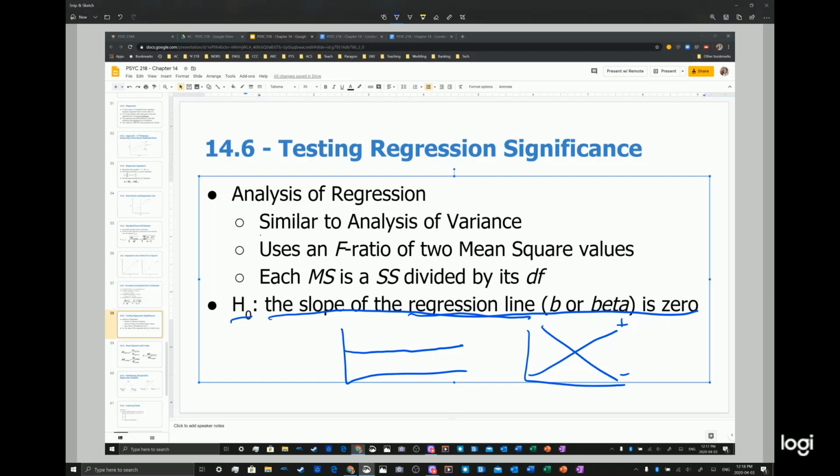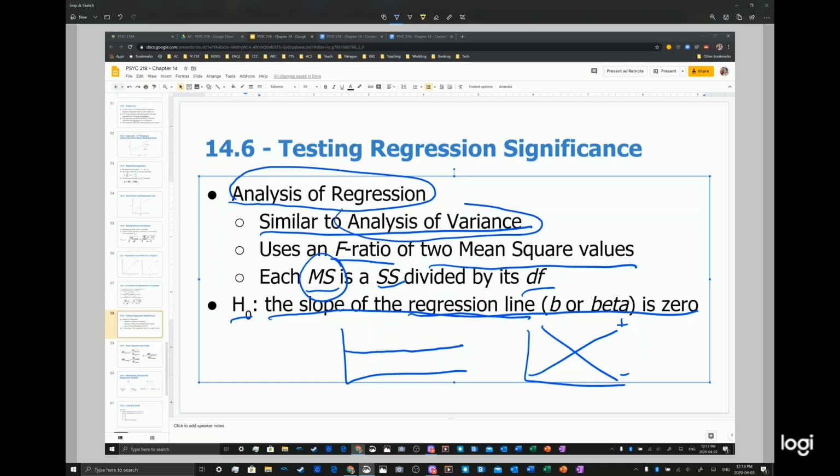Again, we use ANOVA here, or something similar to ANOVA, when we analyze regression. We use the F ratio, which we have used for ANOVA, looking at two mean square values. In this case, they are mean squares regression and mean squares residual, which we have started working on. Each of these mean squares is the sum of squares divided by the degrees of freedom. So your analysis of regression is indeed similar to your analysis of variance in both concept and practice.